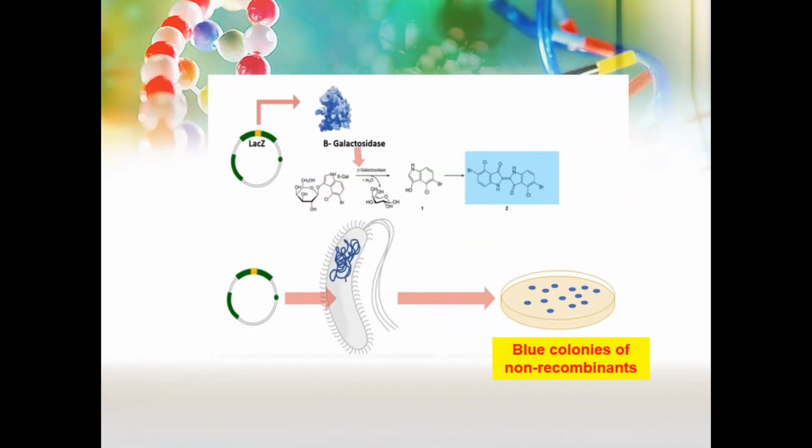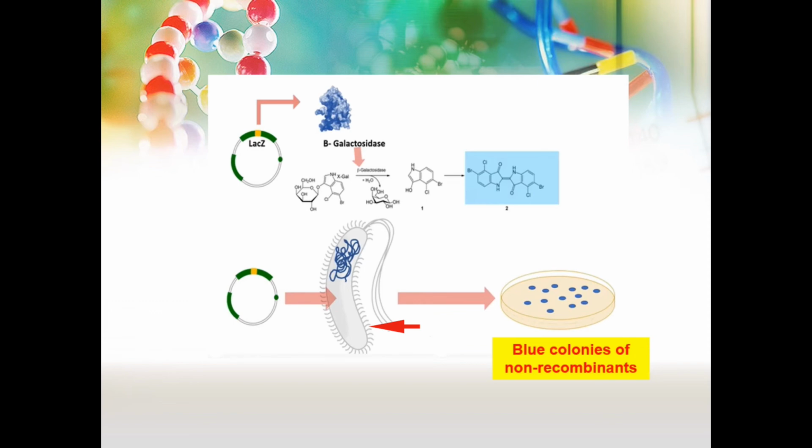What are chromogenic substrates? Suppose this is the chromogenic substrate. When it comes in contact with an enzyme, the enzyme converts it into a product, and that product is a colored one. This colored product precipitates on the cell membrane of the bacteria. So the bacteria will form colored colonies.